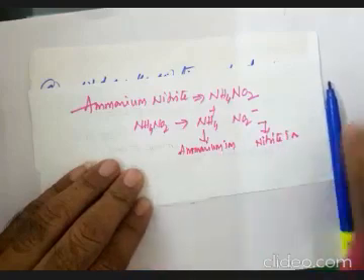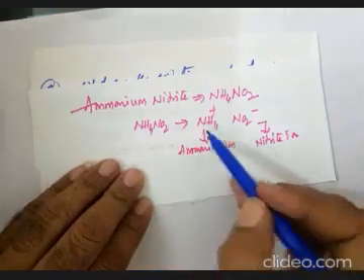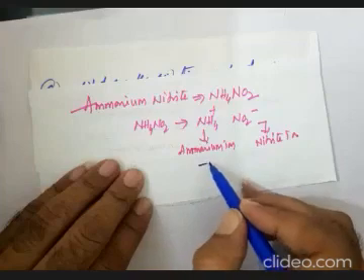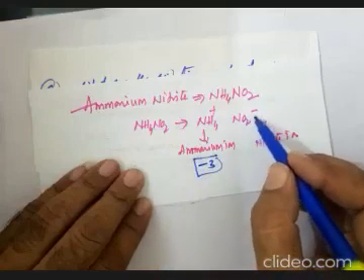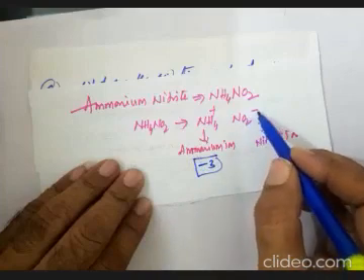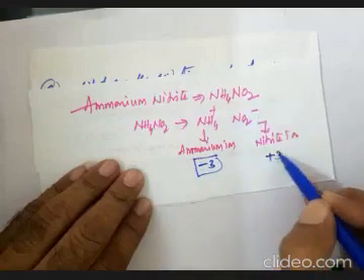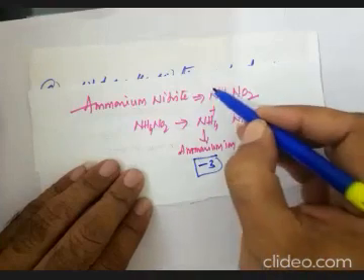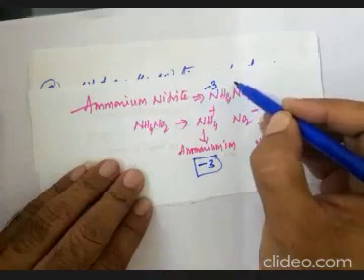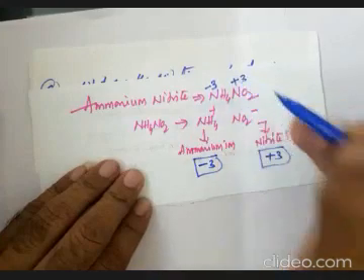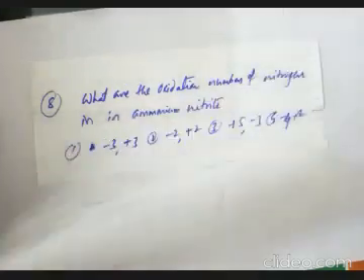So now you can calculate. Here x plus 4 is equal to +1, answer is -3. Here x plus 2 into -2 is equal to -1, x minus 4 is equal to -1, answer is +3. So in ammonium nitrite, nitrogen oxidation numbers are -3 and +3.